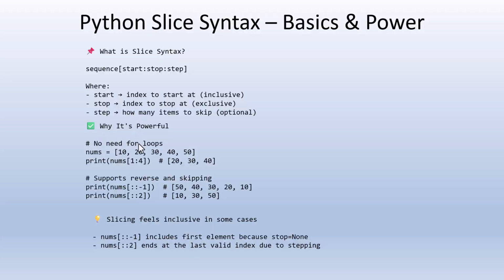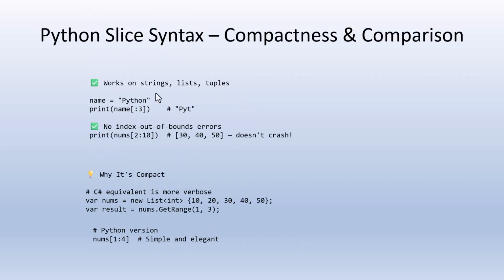Okay, this I have already covered. So it works on strings, lists, and tuples. If name is the string Python, print name from start is P because it is not specified, and this is up to start, stop, and step. So stop is at 3, PYT. It prints out PYT. Okay, and no index out of bound errors, because as I have just told, it doesn't crash.